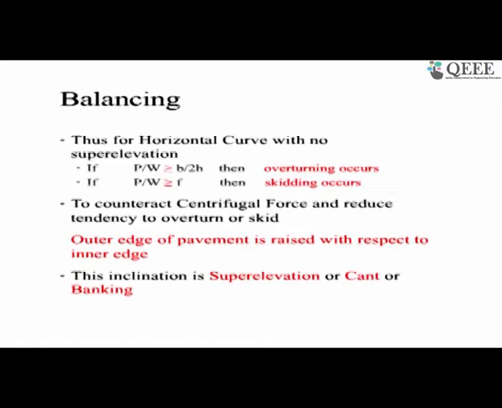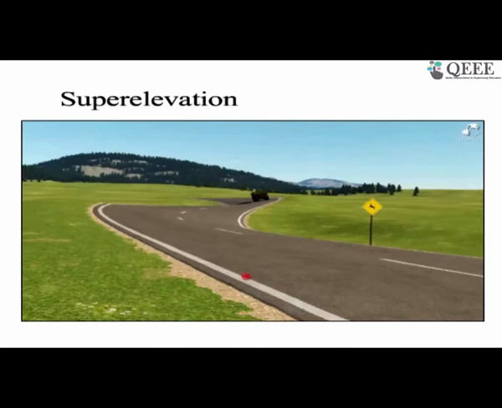So in summary, if P by W is greater than or equal to V by 2H, there is a chance of overturning, and if it is greater than or equal to f, there is a chance of skidding. Now, how do we counteract this? We provide a banking, called the super elevation, on the outer edge of the pavement. This helps to balance the force to some extent, as you will see in the next slide. Here in the picture, on the outer edge, we are providing this banking, or super elevation, on the curve to counteract this.